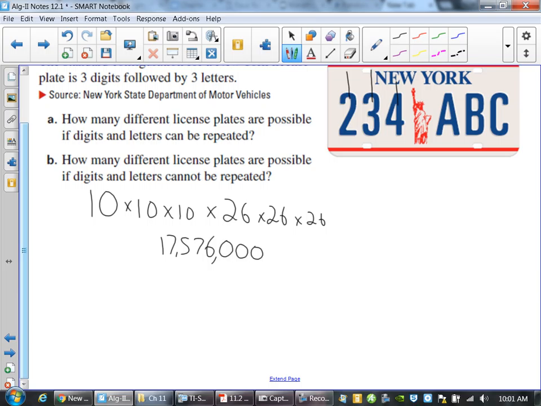What happens if you can't repeat numbers and letters? What changes? It'll be 10, then 9, then 8, and 26, 25, 24. Now how many do you have? Still a lot. So as you see, as things start to repeat or not repeat, the number of distinguishable ways of coming up with them changes.